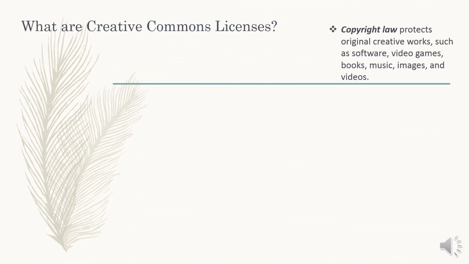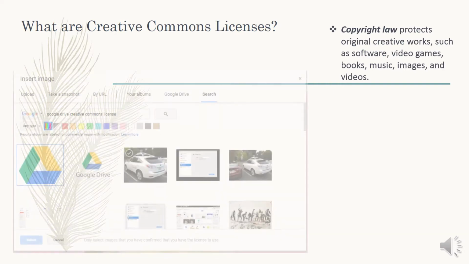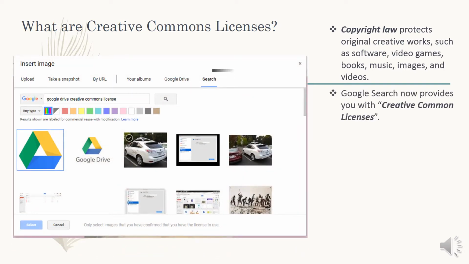What are Creative Commons licenses? First of all, we have to respect and follow copyright laws. Copyright laws protect original creative works such as software, video games, books, music, images, and videos. When you go to Google Drive and do a search for images, you are now able to find your Creative Commons licenses.